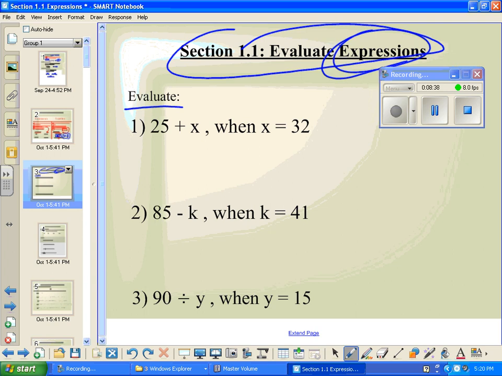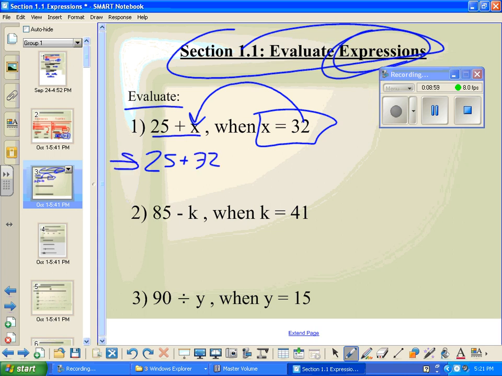It says evaluate this problem right here, 25 plus x, when x equals 32. So they're telling us that x is equal to 32. That's the number that x stands for. So what we're going to do is take 32 and plug it right in for x. And I'm going to rewrite the problem. When you're doing the problems in your homework, here's what it should look like. This is the first step that I should see on your piece of paper.